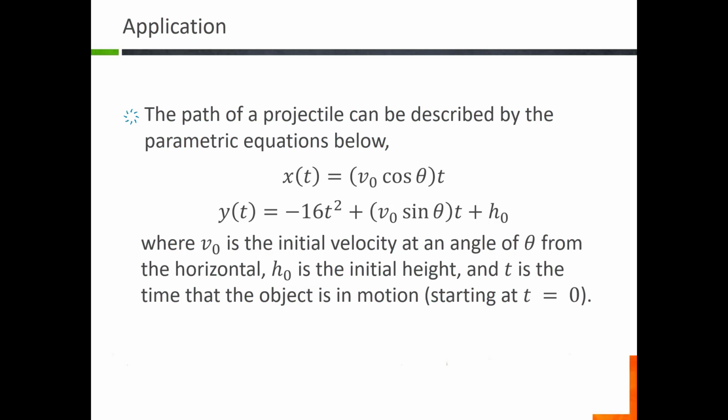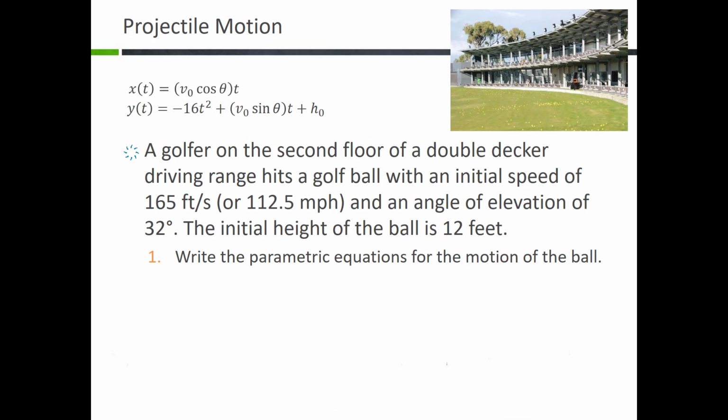Okay, so let's take a look at an example. So say we're at a golf driving range. And in this example, we're talking about one that's a double decker. So there's 2 floors of this driving range. There's people on the ground floor, and then there's people upstairs on a second floor, and they're all hitting golf balls out into a driving range.